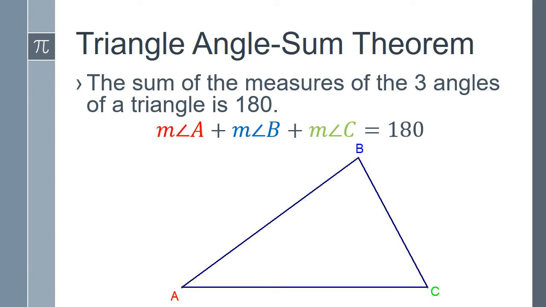All right, so the triangle angle sum theorem says that the sum of the measures of the three angles of a triangle is 180 degrees. So putting that into terms, what we have with our drawing here, the measure of angle A plus the measure of angle B plus the measure of angle C equals 180.